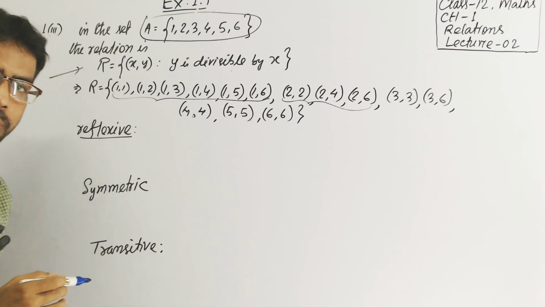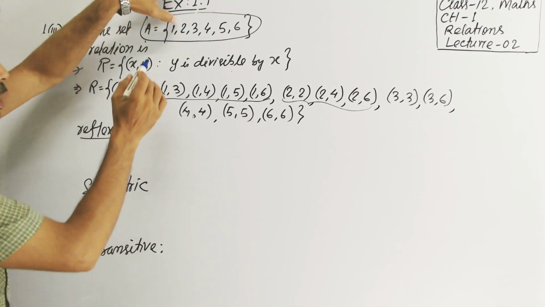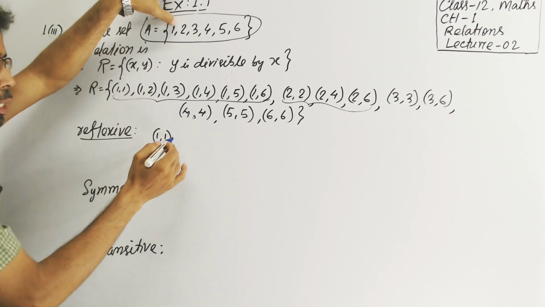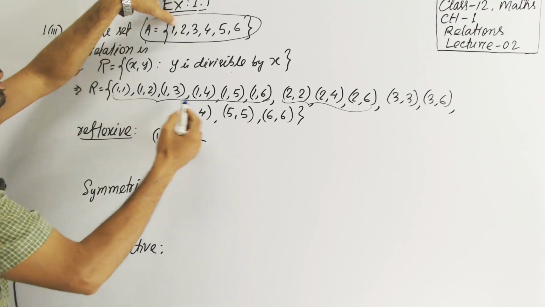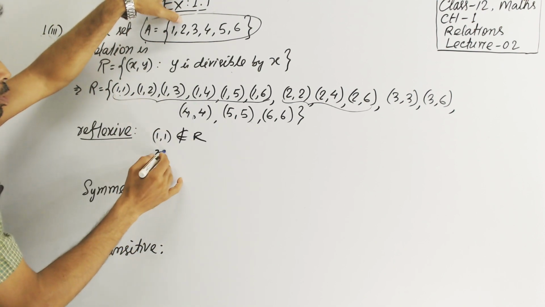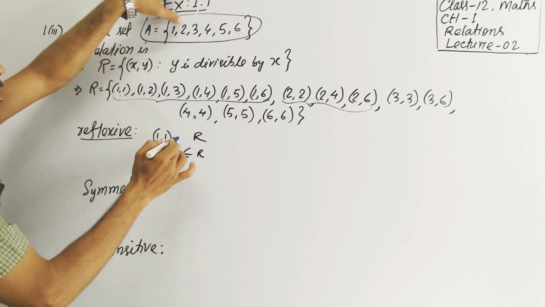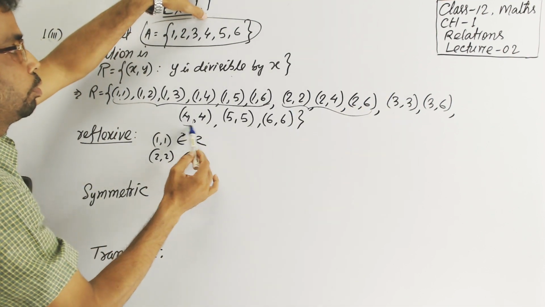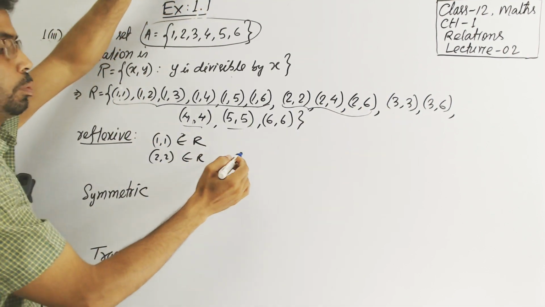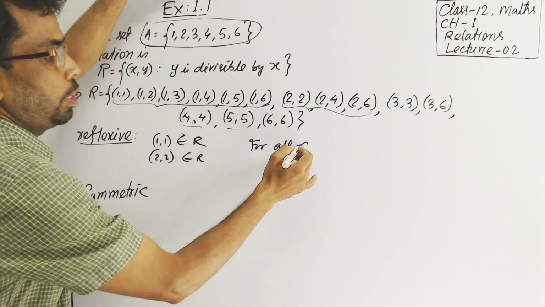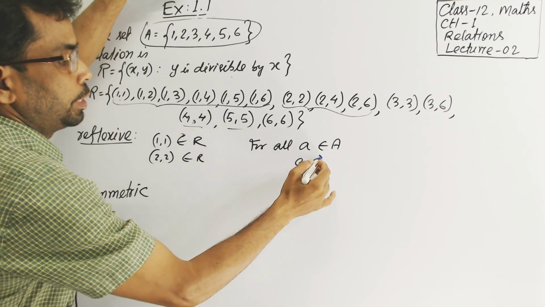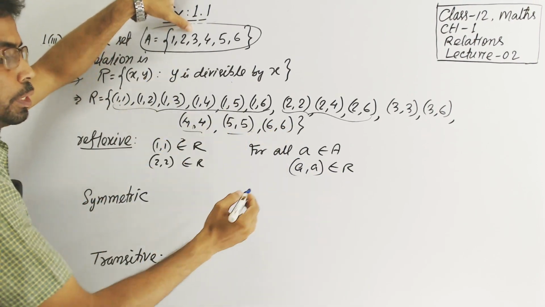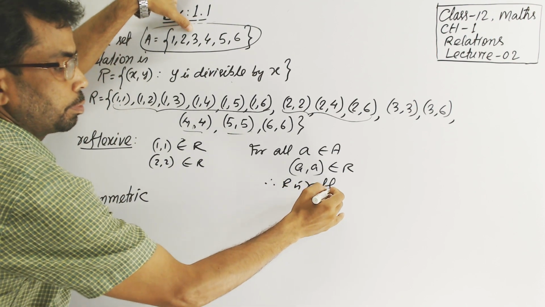Now checking for reflexive. The reflexive condition is, for every element in set A, I can take 1, the pair made by identical elements (1, 1) must be in the relation, and hence it is there. (1, 1) is there. For 2 also, (2, 2) is there in the relation. For 3 also it is there, (3, 3), and for 4 also (4, 4), (5, 5), (6, 6). For every element in set A, the pair made by the identical elements is in the relation: (1, 1), (2, 2), (3, 3). For every element it is there, and therefore the relation R is reflexive.